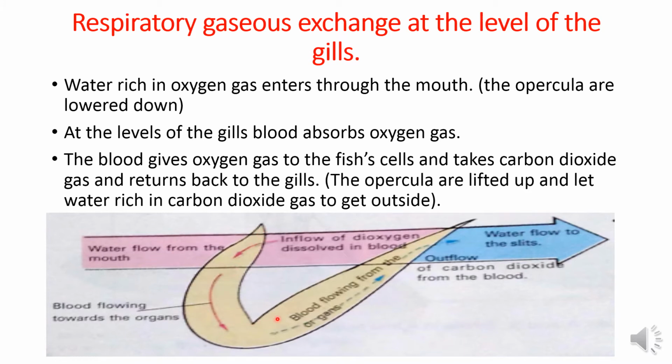The gills are very rich in blood vessels. The oxygen gas enters from the gills into the blood vessels covering it, and the blood transports oxygen gas towards the organs. Here at this filament, the blood carrying carbon dioxide gas rejects carbon dioxide into the water, and this water is forced outside the body from under the opercula.